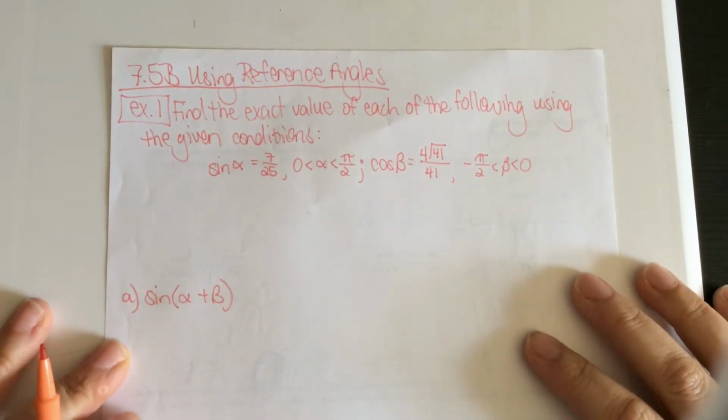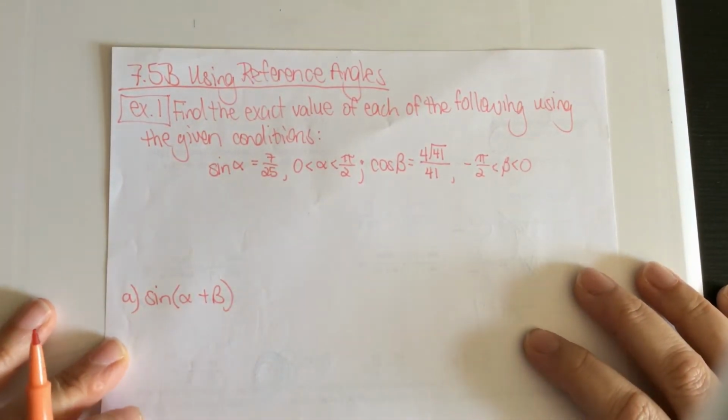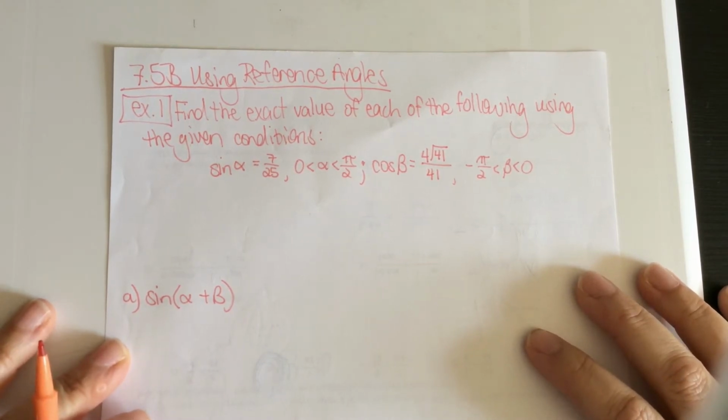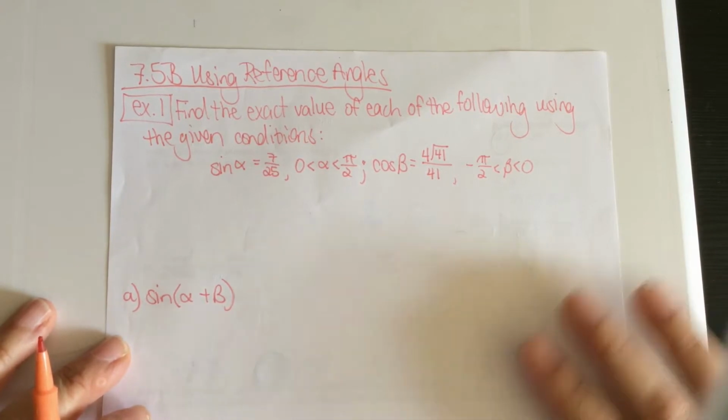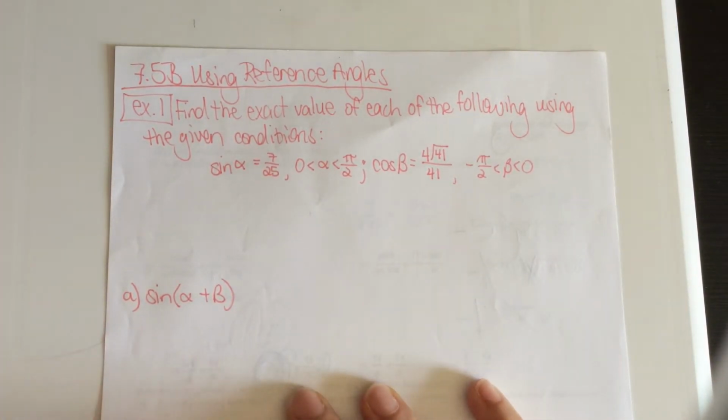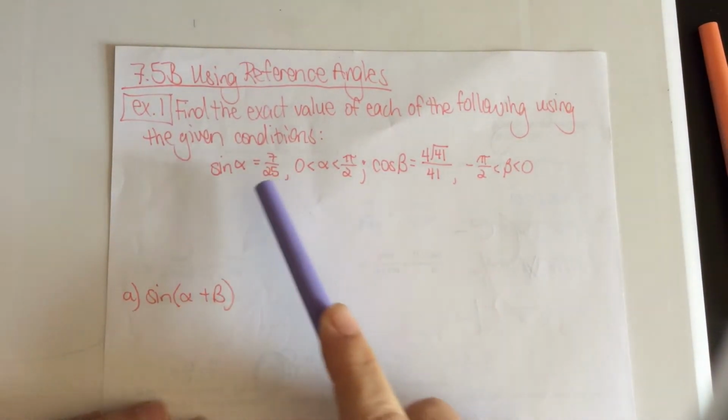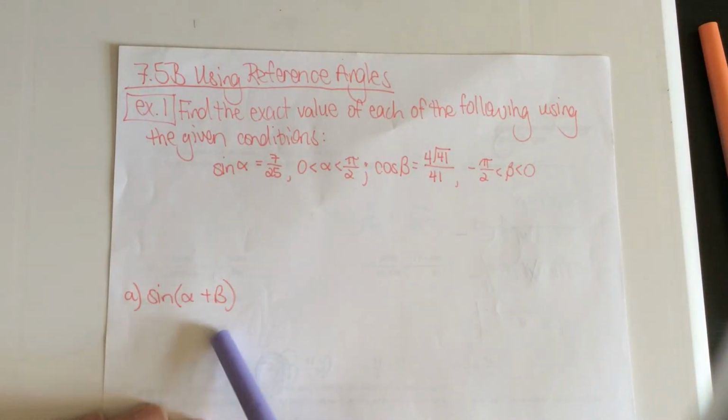All right, let's do 7.5b. So this is the last thing we're going to do before spring break. So pause me and write all of that down. Okay, so use the conditions that are given here to find some different things.